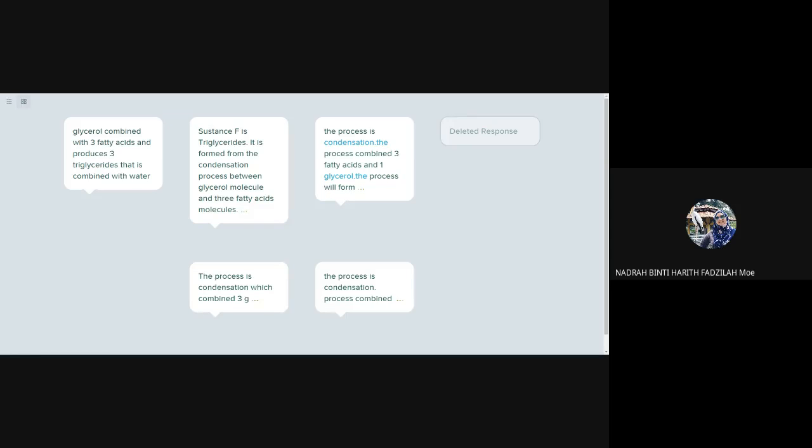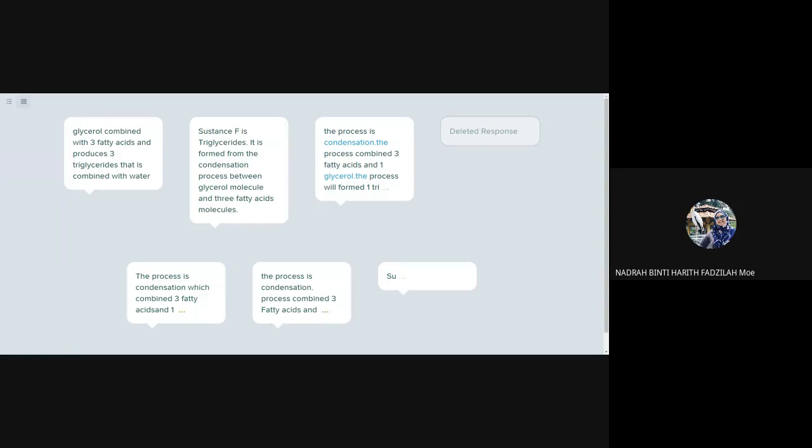Third point is the product. Okay, product dia, cuba kita tengok kat sini. Satu triglyceride kan, substance F tu only 1. So 1 triglyceride. Kenapa tulis macam tu? Are you okay?